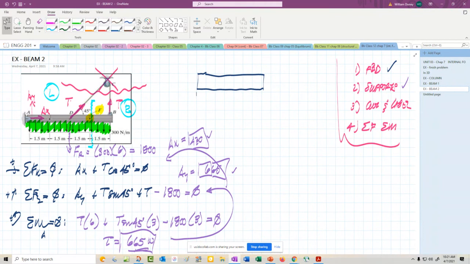We're going to have forces, 665 from the cable. We're cutting at point F, so there's the normal. Here's the shear. There's the moment at C. Now, the only thing we're missing here is we have to account for this portion of that distributed load, right? For this portion of the distributed load.